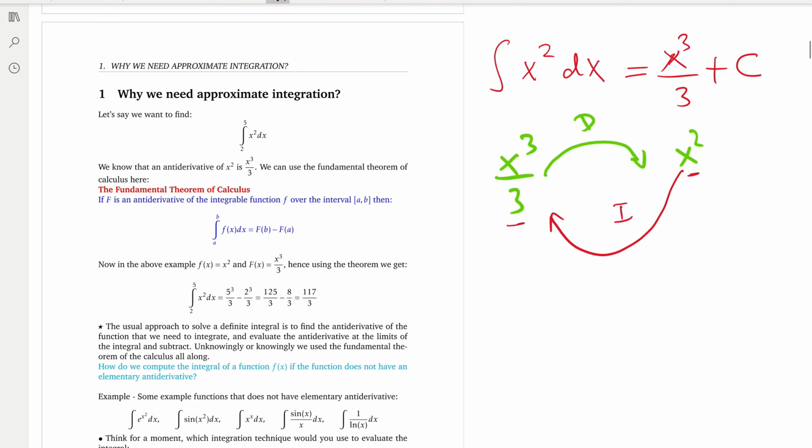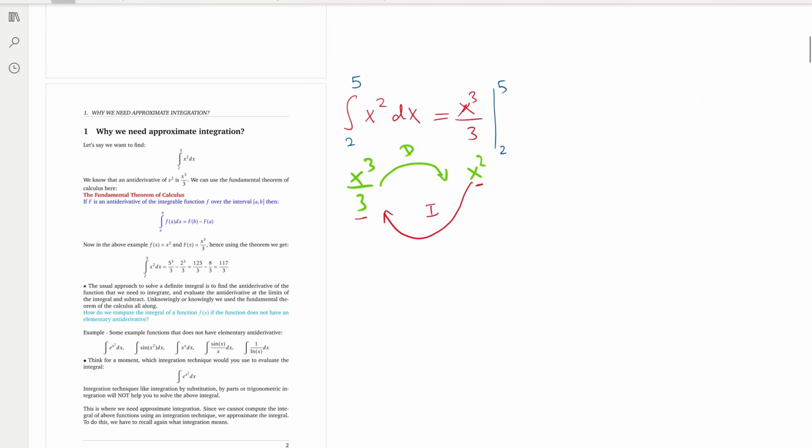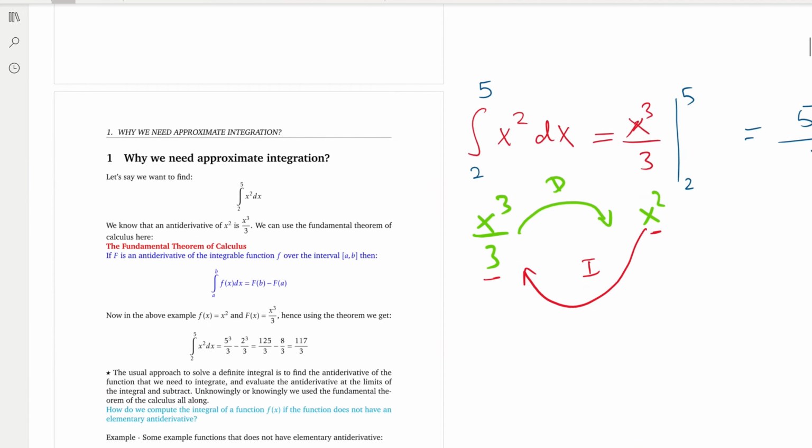Now how about if this is a definite integral? If you want to integrate this from 2 to 5, then again you find this x cubed over 3, evaluate it at 2 and 5, and subtract. So you get 5 cubed over 3 minus 2 cubed over 3, and if you simplify, you get 117 over 3.